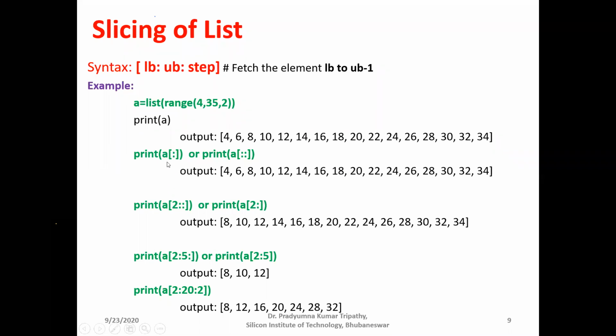Correct? So I print a colon, or I print a double colon, the meaning is the same, because it is taking all default values. Default values are starting from 0, step 1, and end is the length of the string. If I give the start value, and the end value is not given, then by default it will be up to the end. Similarly, I can have 2 to 5, or I can go for 2 to 20 with a step value of 2. These things you will practice on your own. You already know these things, you just have to practice.